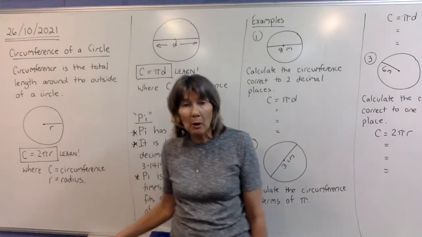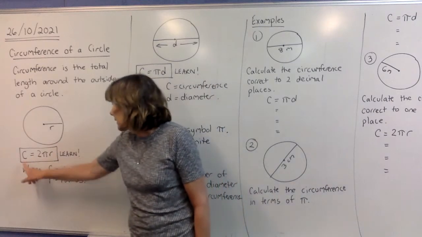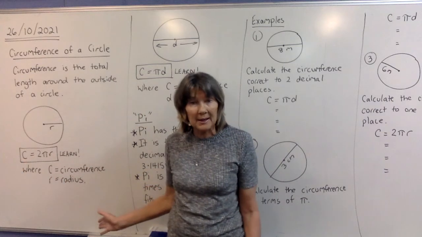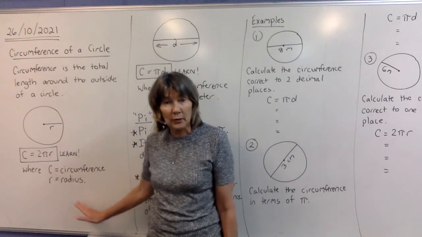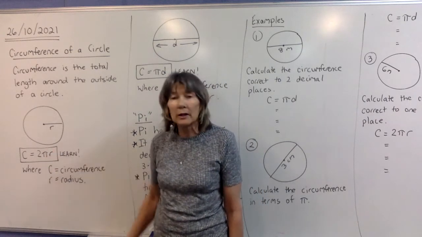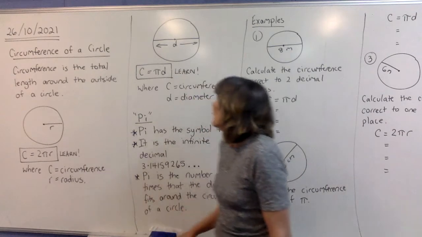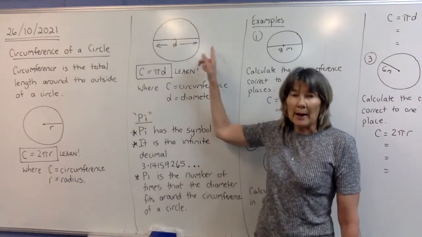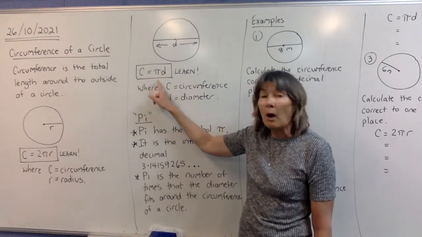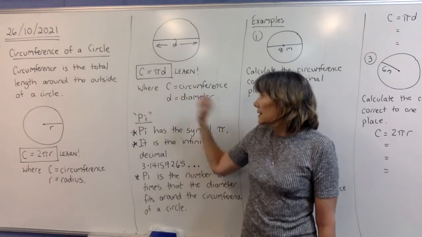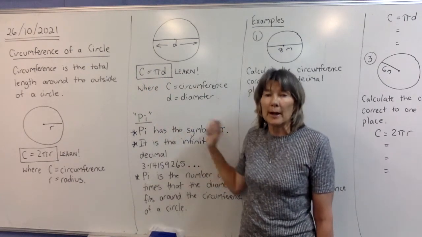I'll explain about pi in a minute. So the C stands for circumference, which makes sense, first letter of that word circumference. The R stands for radius, and the pi I'll explain to you in a minute. Now, if you've been given the diameter of the circle, we can use this formula, C equals pi D, where C is the circumference and D is your diameter.